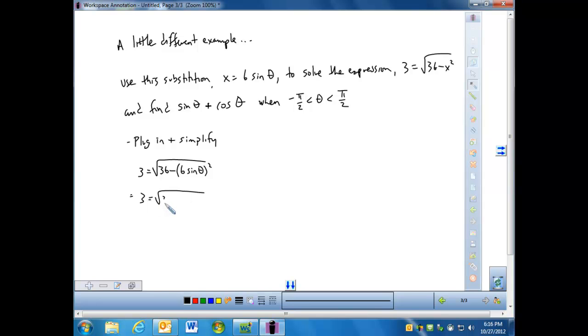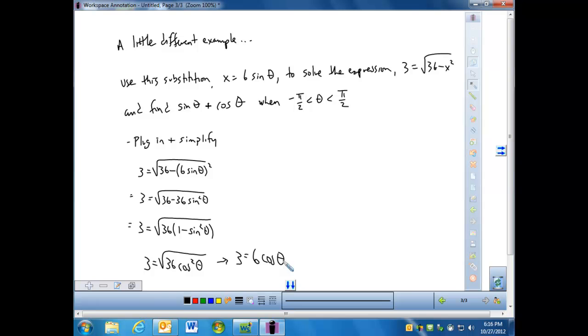Square that, you're going to get 36 minus 36 sine squared. Again, you can factor the 36 out, making it much easier to take the square root of this pretty nasty looking square root problem, radical problem. That's going to be 36 times cosine squared. Square root of that is 6 times the cosine of theta. And again, that square root was already there. No reason to worry about a positive or negative here.